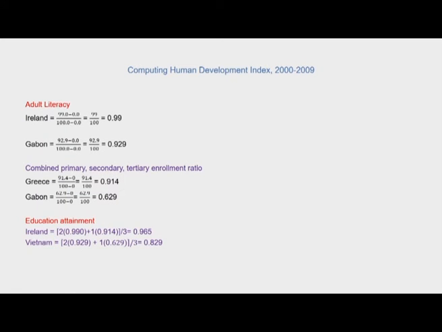Similarly, an index is calculated for adult literacy. I am sorry, this has been mentioned as Gabon, whereas this should be Vietnam. Similarly, combined primary, secondary, tertiary enrollment ratio, and the education attainment is calculated by giving 2/3 weight to the adult literacy rate and 1/3 weight to combined primary, secondary, tertiary enrollment ratio, and this is the education index. These are the two education indices.